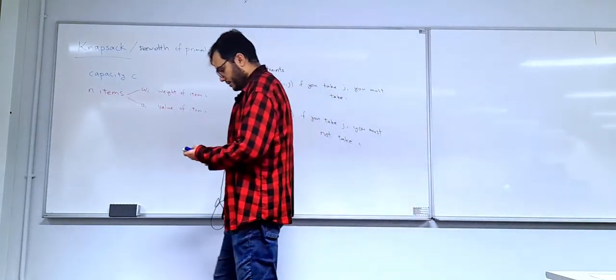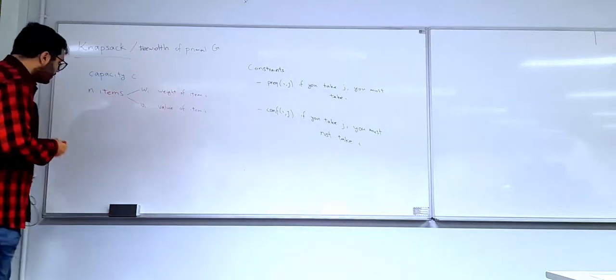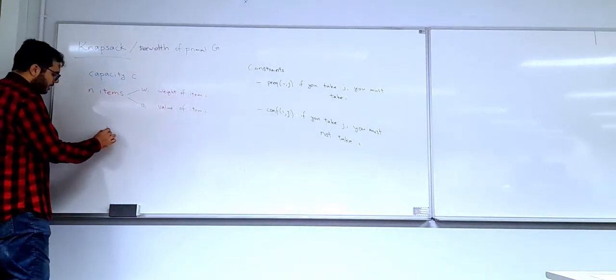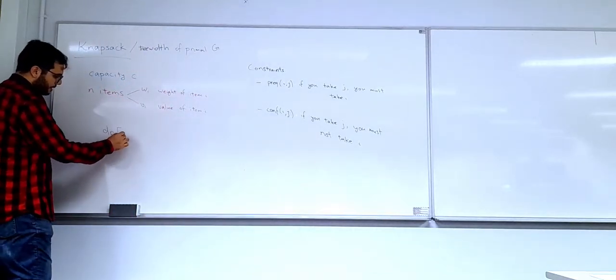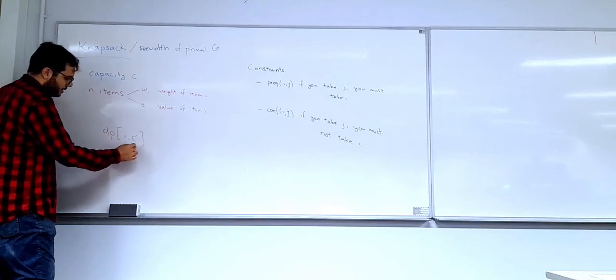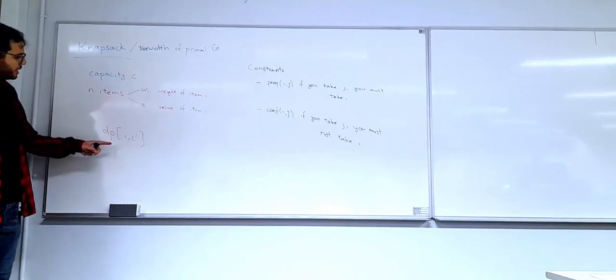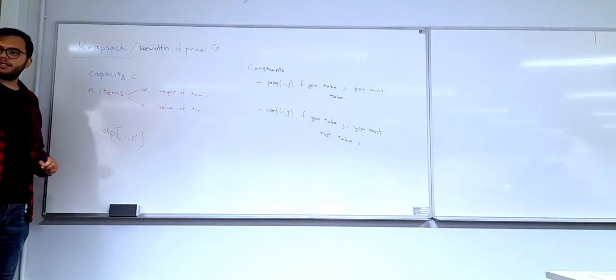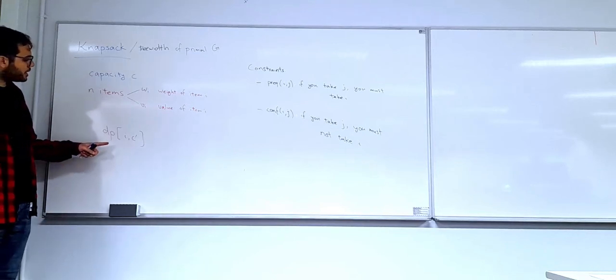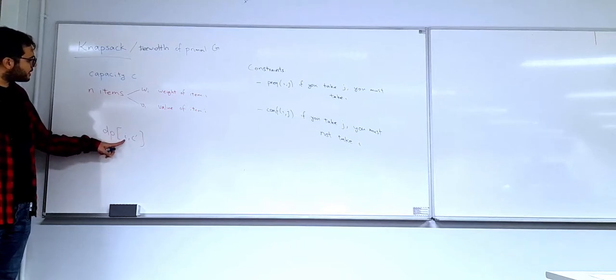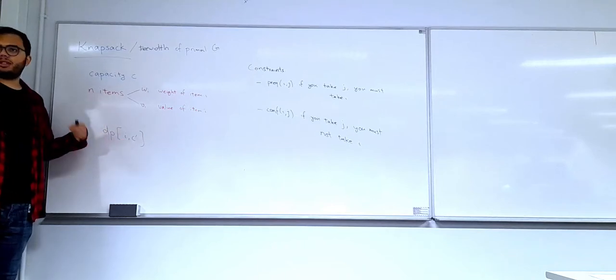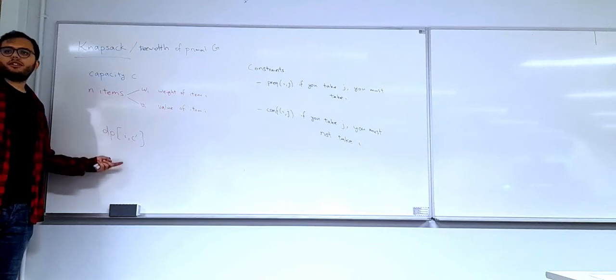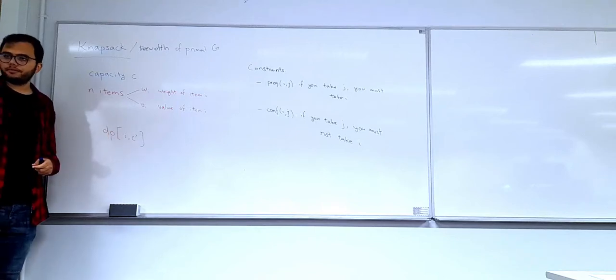So when we were doing normal Knapsack, our dynamic programming was something like this, right? So I was looking at different possible capacities. I was looking at smaller Knapsacks. And I was also looking at which subset of the items I can put into my Knapsack. So I was saying I can put the first item.